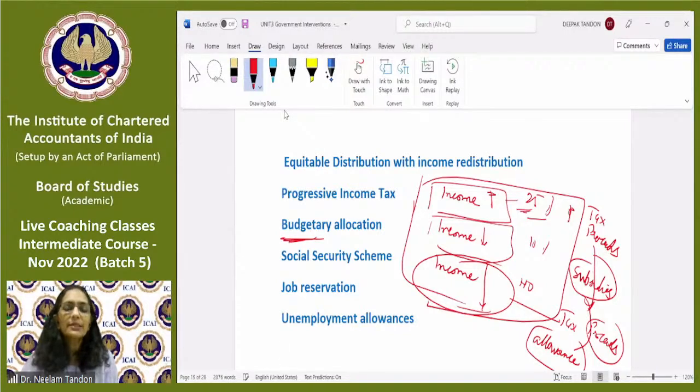So progressive taxation: the higher income bracket you fall in, the higher the tax, and the income proceeds of the government increase, which goes to the poor set of people. That is how. So budgetary allocation to give tax relief or to impose higher tax. Where to give subsidies, where to give interest reductions. Social security schemes. So government offers people insurance.